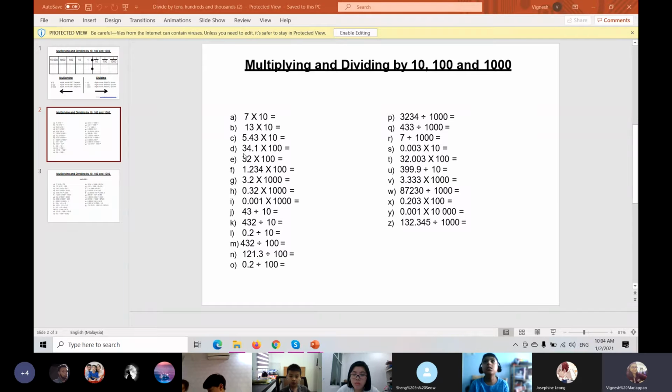0.1 multiply 100. 341. 341 is wrong, Herman. Check again. Multiply by 100. 100 means two zeros there. So you have to move two decimal places to the right. So what is your answer? 3,410. Very good. So now can you understand or not, Herman? Yes, teacher. Very good.